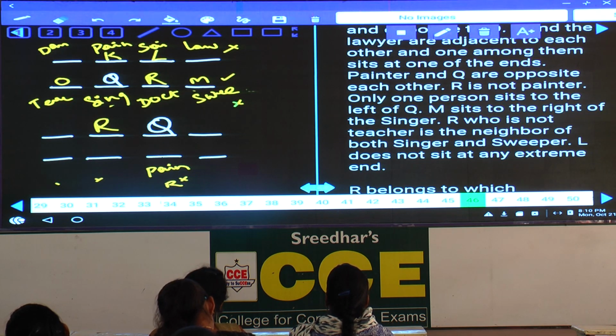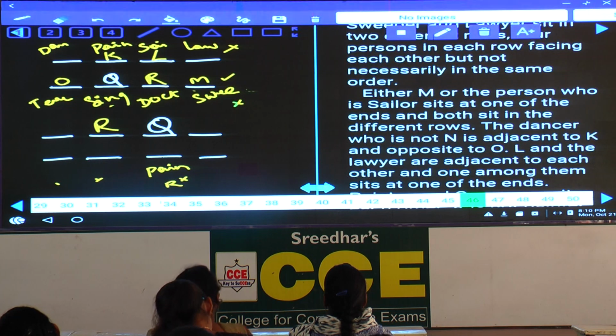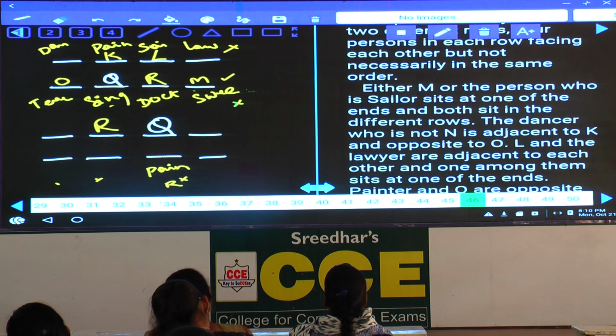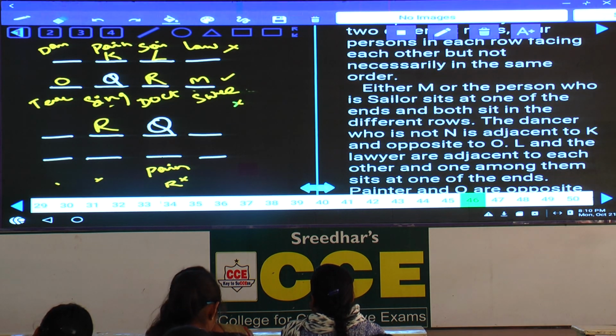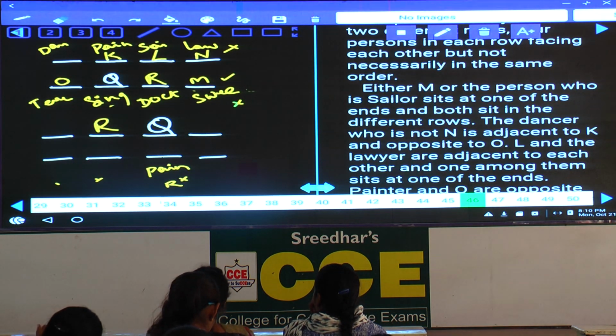L does not sit at any one of the extreme ends. As L does not sit at any one of the extreme ends, we are left with the remaining two people. Who are the remaining two? P and K. Now P and N. The dancer who is not N is adjacent to. Any information regarding this one? Dancer cannot be N. Hence the lawyer is N. If lawyer is N, P is the dancer.